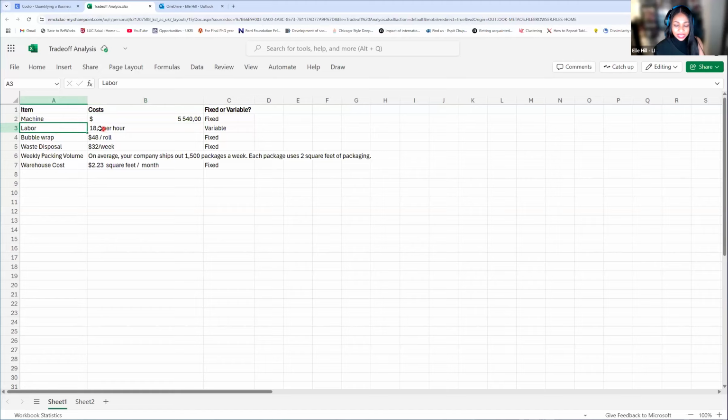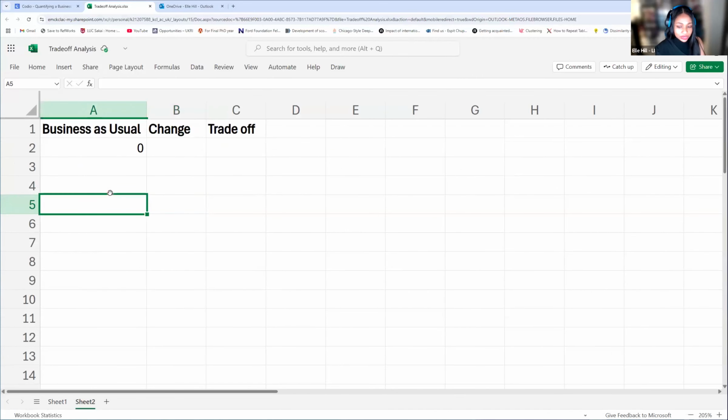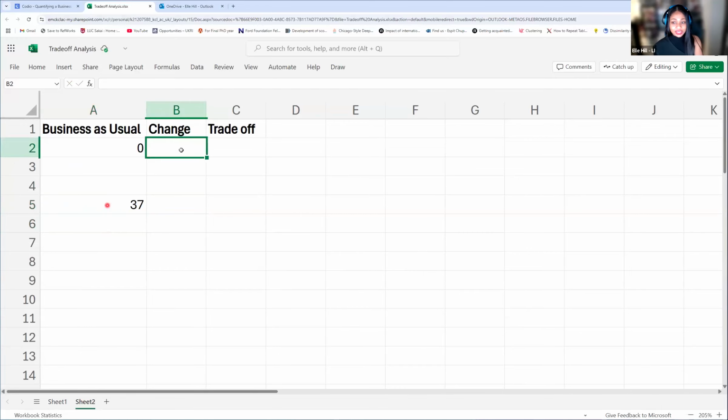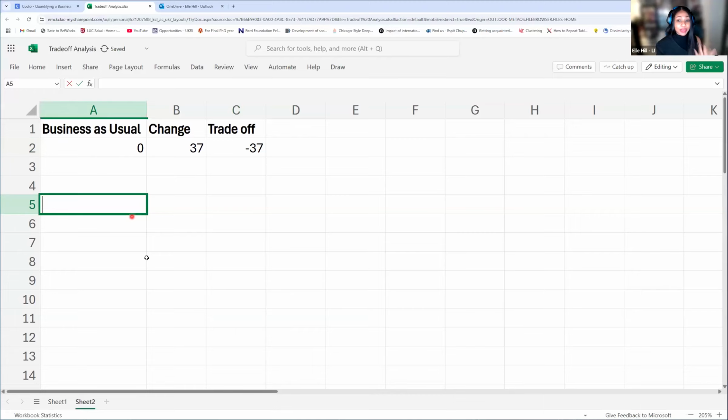If we do a little bit of math, remember that labor is going to be $18.50 an hour. If we're using the machine for 2 hours, then it's going to be 18.5 times 2. It's mad at me because I'm not using a comma, I think. Yes. And that's going to be 37. So our change, this is not positive. This is something that we have to pay for. So although our change is going to be an extra $37, our trade-off is going to be minus 37 because this is a cost that we have to pay for.